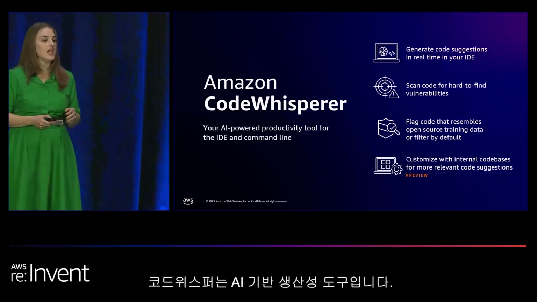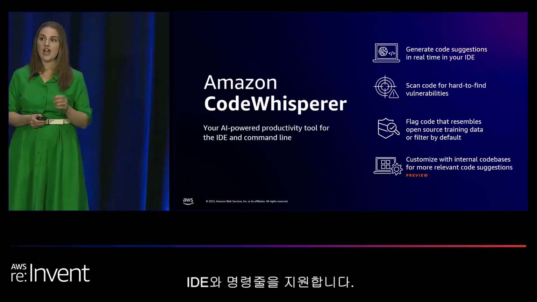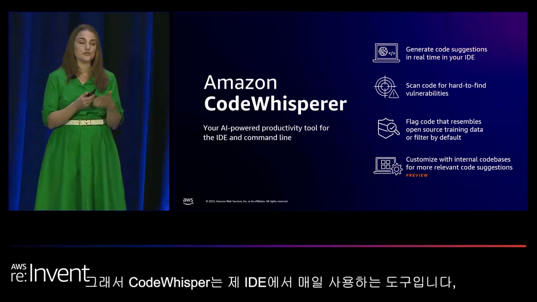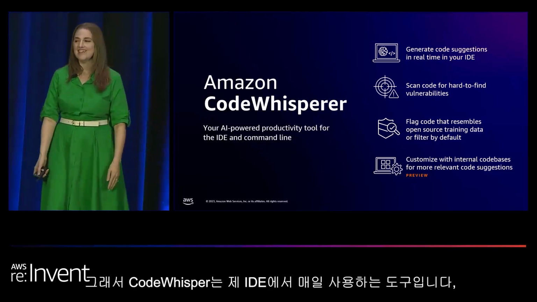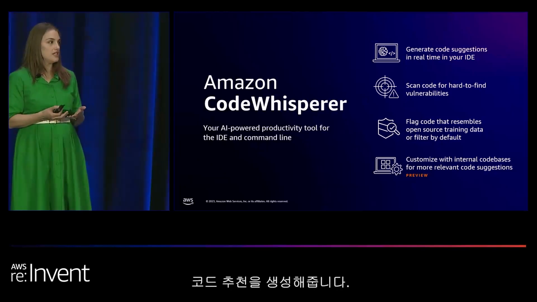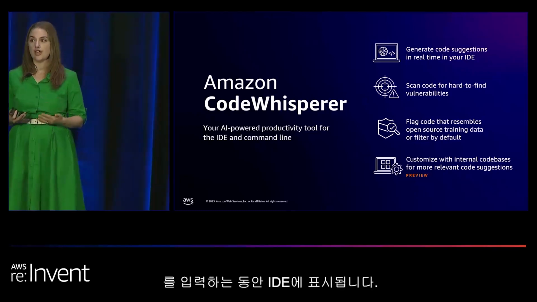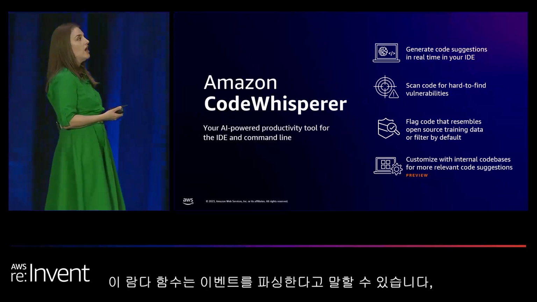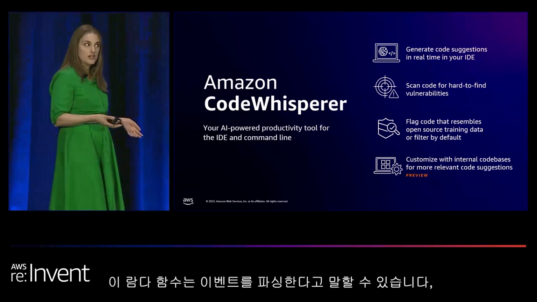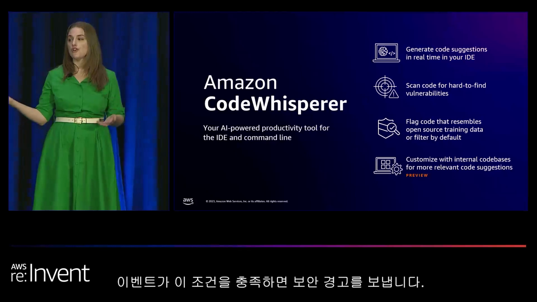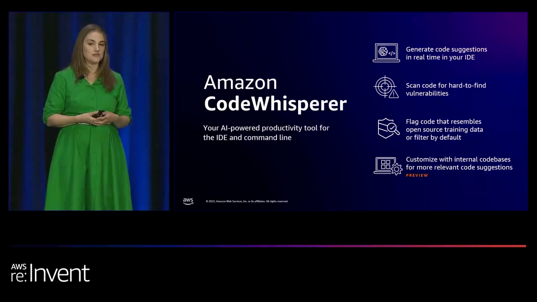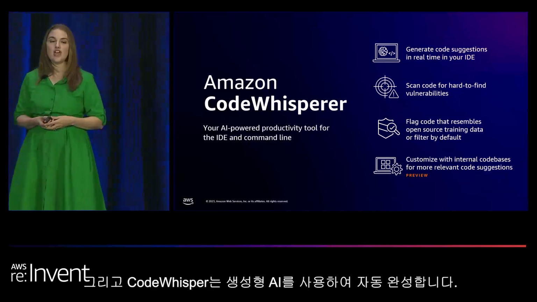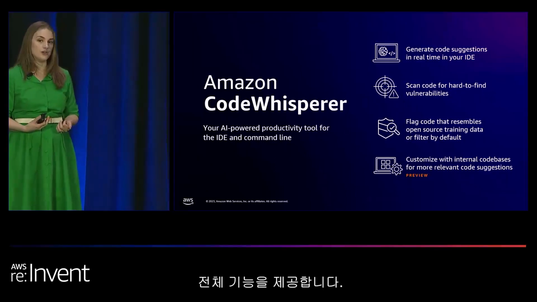Code Whisper is an AI-powered productivity tool for the IDE and for the command line. So Code Whisper is a tool that I use every day in my IDE, and it generates code recommendations for you in the IDE as you're typing. So for example, you can write a comment in your code. You can say, this Lambda function parses an event, and it sends a security alert if the event meets these conditions. And Code Whisper will auto-complete, using generative AI, the entire function for you.